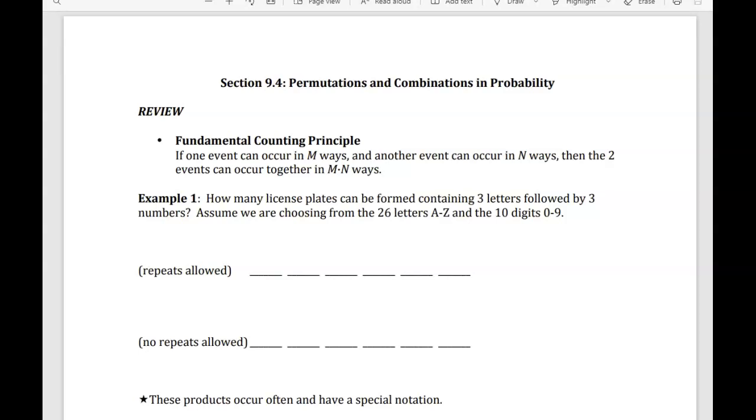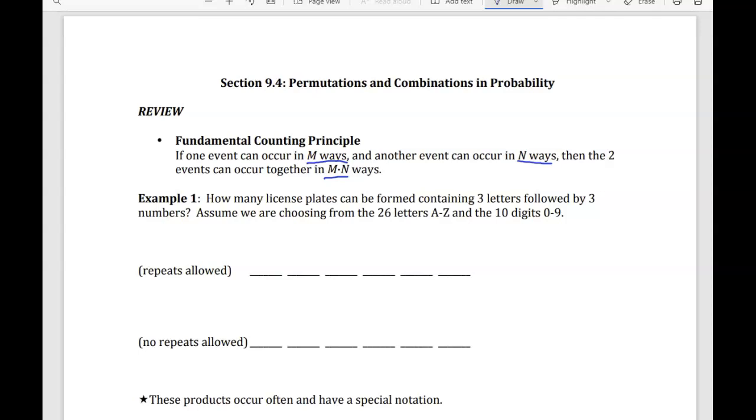Start to look at the fundamental counting rule. And if you recall, the fundamental counting rule is if we have an event that occurs m number of ways and another event that occurs n number of ways, the two events can occur together and we multiply the number of ways to get the total number of ways.